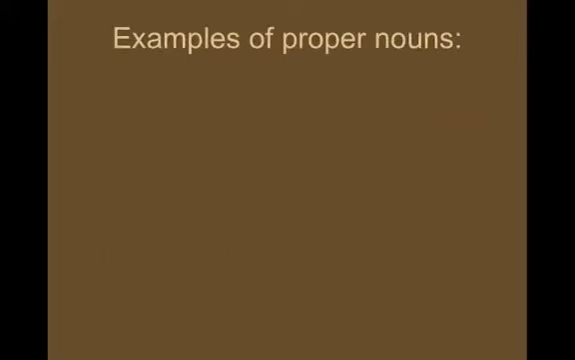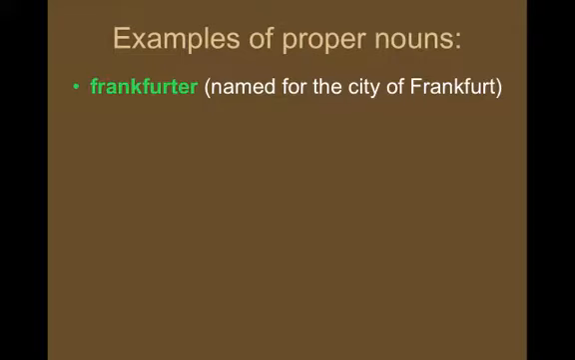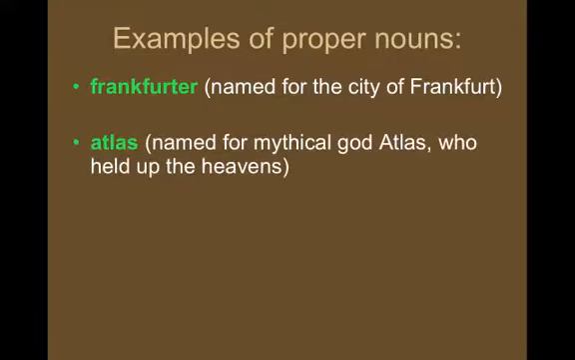Here's some more. Frankfurter is actually named for the city of Frankfurt. Atlas. An atlas is a book that holds maps. And this word comes from the name of a mythical god, Atlas, who held up the heavens. So there is this connection between this mythical god holding up the sky and then creating a book full of maps, which gives you direction. So this word atlas is a common noun, but it came from a proper noun.